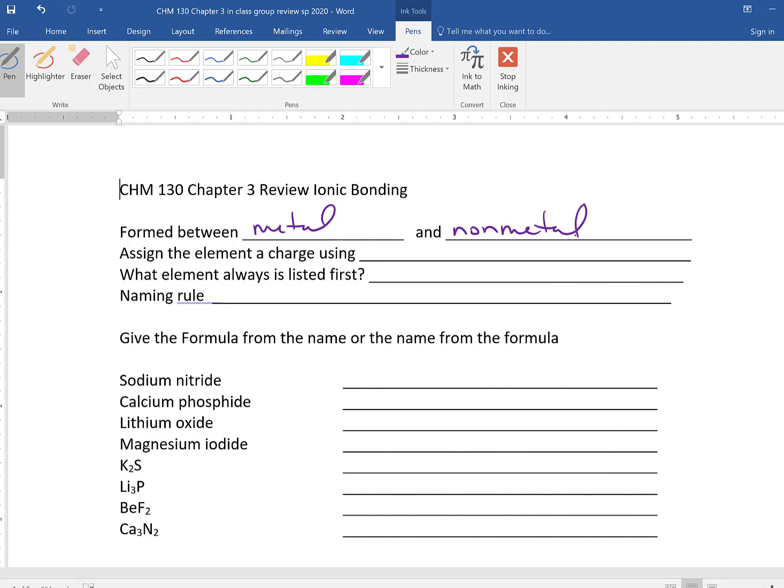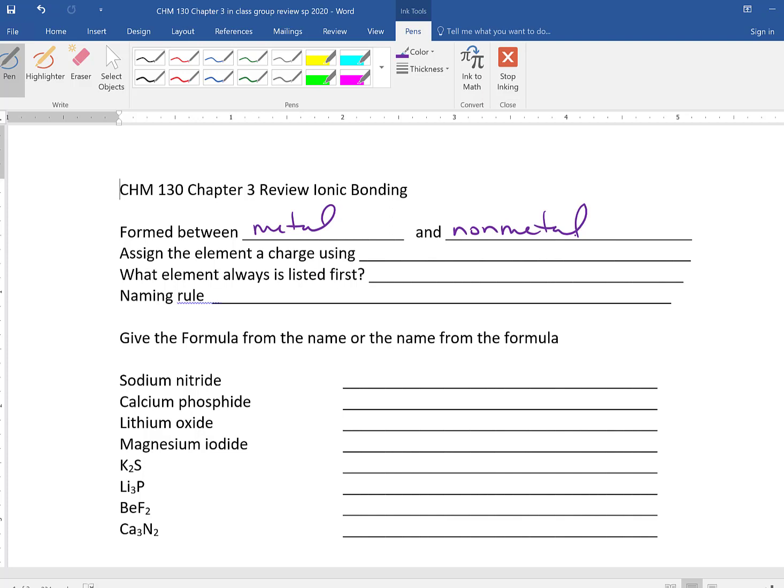The little zigzag line. So the zigzag line is what separates metals and nonmetals. Metals are to the left of the zigzag line, nonmetals to the right. So if you see elements on opposite sides, then you know that it's an ionic compound. So when trying to figure out the formula for them, you have to assign the element a charge.